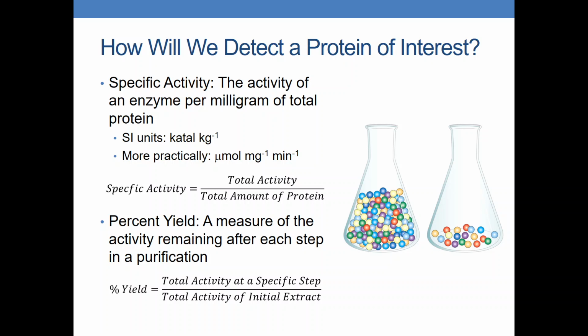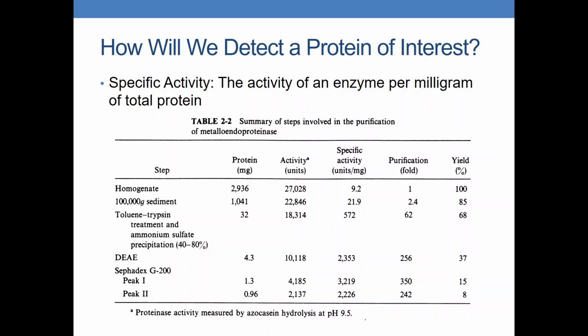Together, specific activity and percent yield are very useful parameters to be able to calculate to really quantify the progress of a purification protocol. You don't see tables quite like this anymore, but once upon a time it was very standard to report purification protocols in this way. So the table basically tells you everything you need to know. What step is being applied, how much protein is present, total activity, specific activity, and then you could use all of that to calculate purification progress, whether it be by percent yield or fold purification.